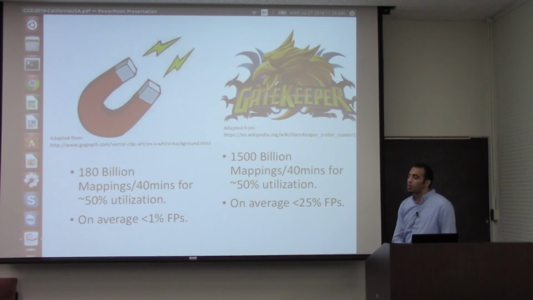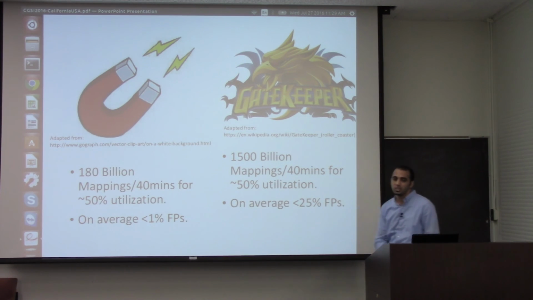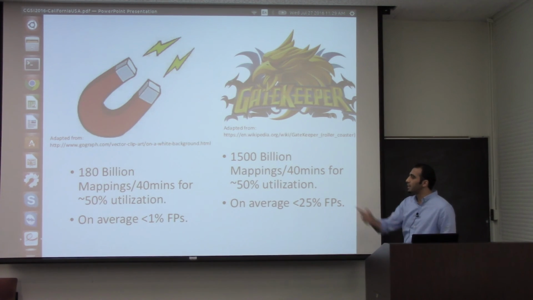And this is the speed after parallelism again. We have like 1,500 billion mappings per 40 minutes, and we are occupying 50% of the chip. For MAGNET, we have 180 billion only, but it's very accurate. On average, it is less than 1% of the accepted mappings.